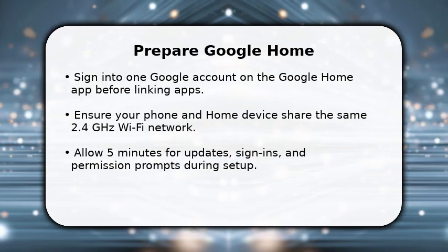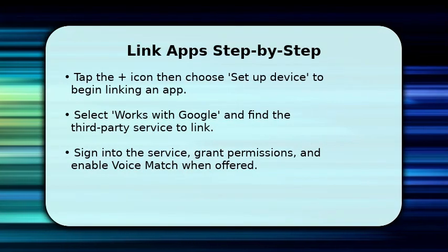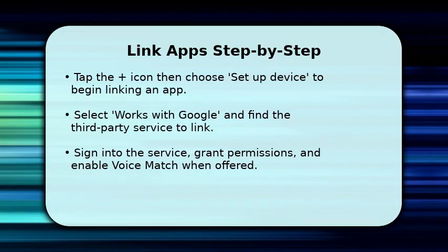Tap the plus icon in the Google Home app, then choose Setup Device to begin linking an app. Select Works with Google and search for the third-party service by name. Tap the service and follow the on-screen sign-in flow to link your account securely.